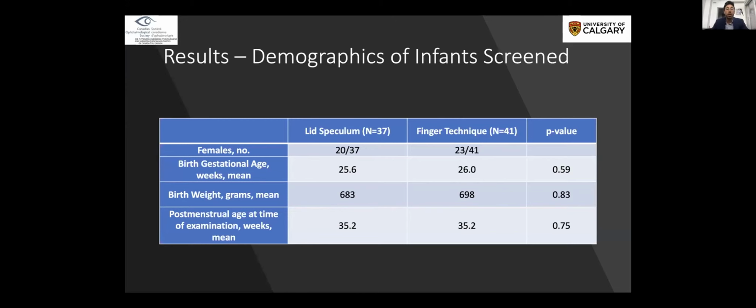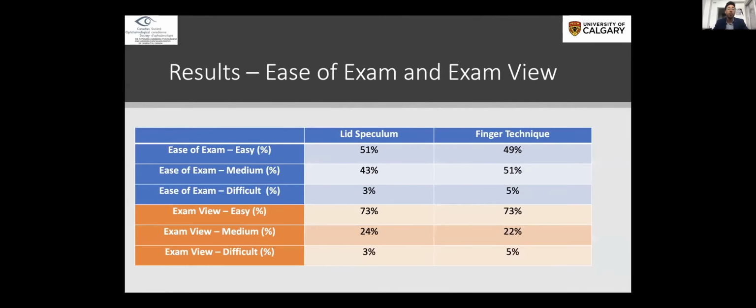These are the demographics of our infants screened. They were essentially the same between the 2 groups, including gestational age, birth weight, and postmenstrual age at the time of exam, and none of the differences were statistically significant. The mean length of examination with lid speculum was 2 minutes and 1.8 minutes for examination with the finger technique. However, this was non-significantly different.